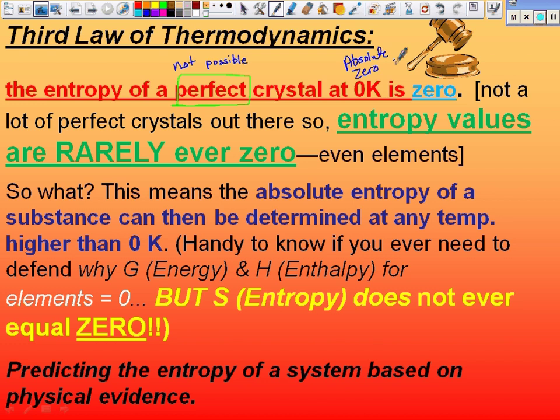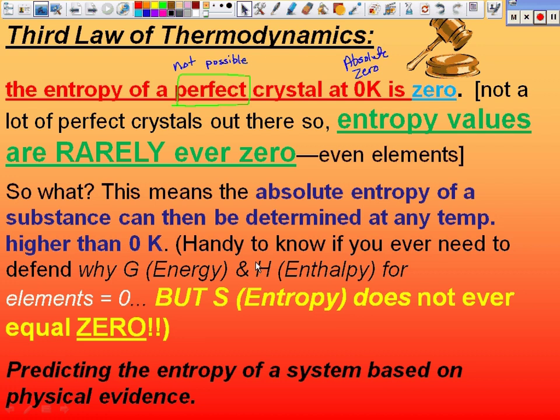Okay. This means the absolute entropy of a substance can then be determined at any temperature higher than 0 Kelvin. Again, we don't even have 0 Kelvin, so everything has to have some entropy. Handy to know if you ever need to defend why delta G and H for elements are 0, but entropy does not ever equal 0. Again, two possible situations that do not exist because of kinetic energy and temperature. We can't get those yet. That is going to change all the laws of chemistry if we ever hit it. I don't really know, to be honest with you.